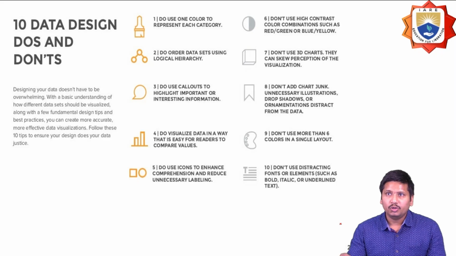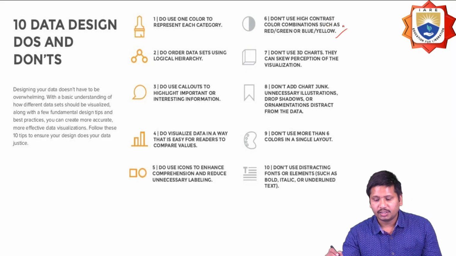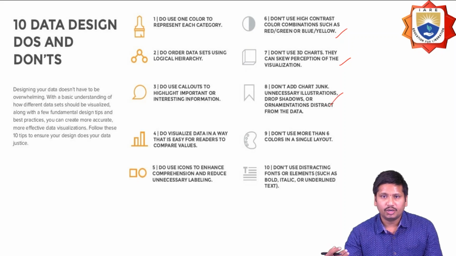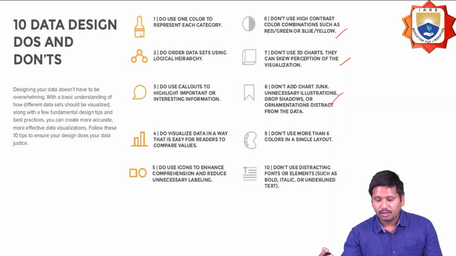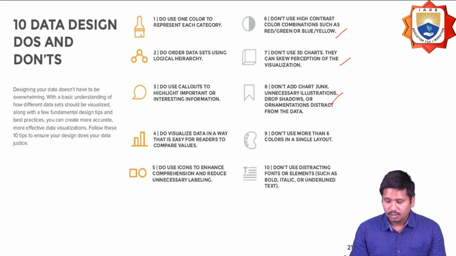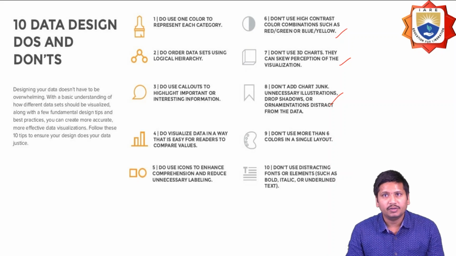And don't use high contrasting color combinations like red, green, blue and yellow. Don't use 3D charts, as they can skew the perception of the visualization. Don't add chart junk, which means unnecessary illustrations, drop shadows and ornamentation that distract from the data. Don't use more than one color in a single layout, and don't use distracting font elements such as bold, italic, or underlined text. So these are some of the do's and don'ts of data visualization.